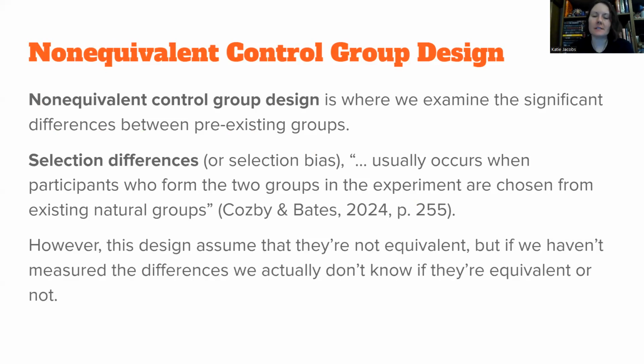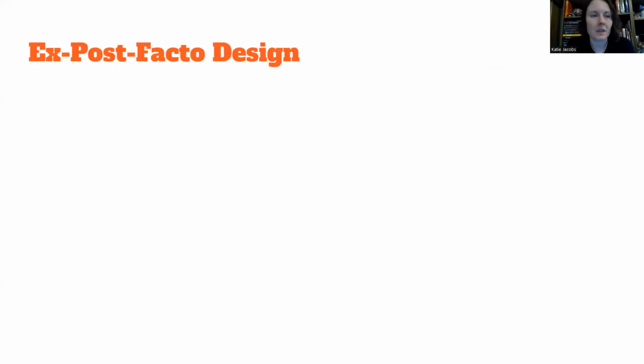However, although this design is called a non-equivalent control group design, if we haven't measured it, we actually don't know if they're equivalent or not. So I think that's kind of a little bit of a naming error with this type of design. A lot of times people will just refer to this as a quasi-experimental design instead of the non-equivalent control group design.